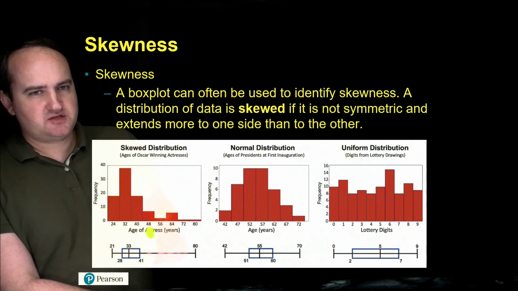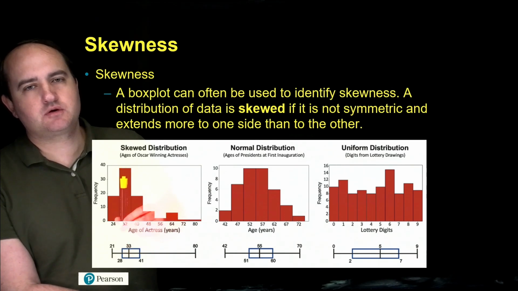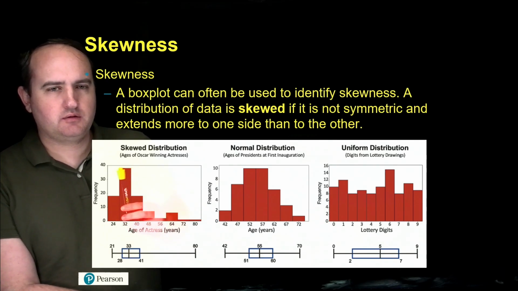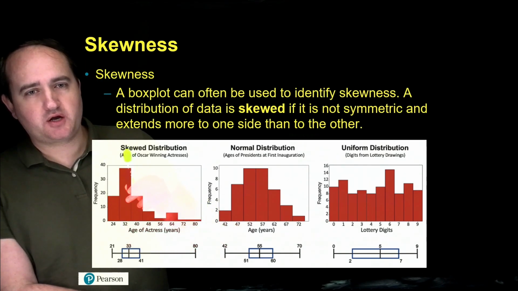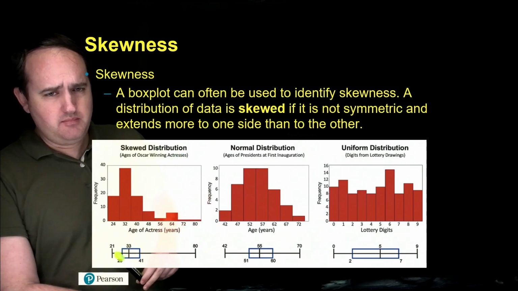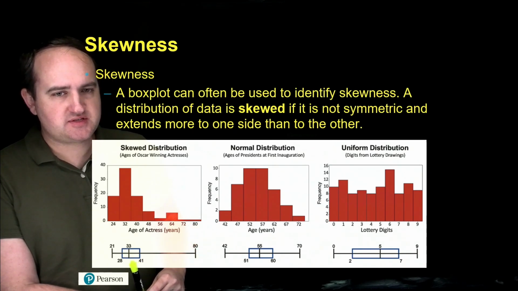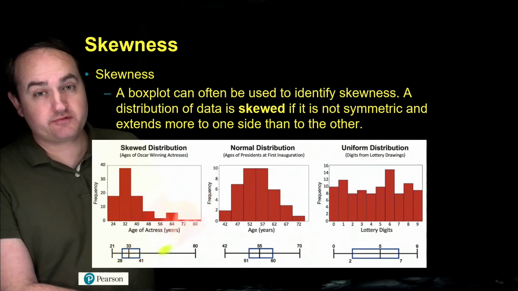A distribution of data is skewed if it is not symmetric and extends more to one side than the other. So this first histogram, just looking at the histogram, we can see that the center of the graph is roughly here at the maximum. And we can see that the tail on the right is much larger than the tail on the left. So we call this a skewed distribution. And here we see the corresponding box plot. Here the middle is the median, or Q2, and the tail on the right is longer than the tail on the left.